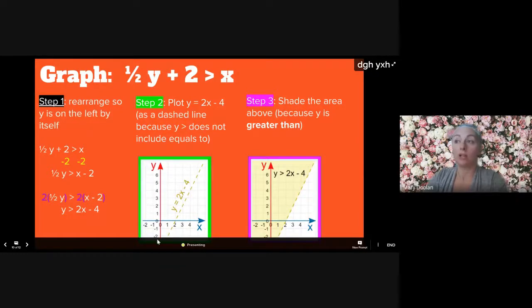But again, you start at -4. That's your y-intercept. Then you use your slope, up 2 over 1, up 2 over 1. That's the pattern. Last step is to shade. Y is greater than. Now we're going to shade everywhere y is larger than the line, bigger than the line, above.